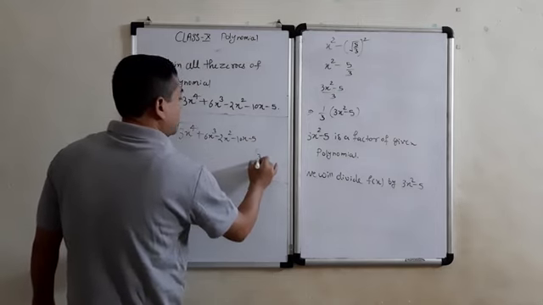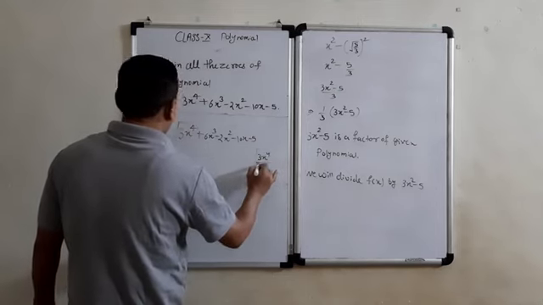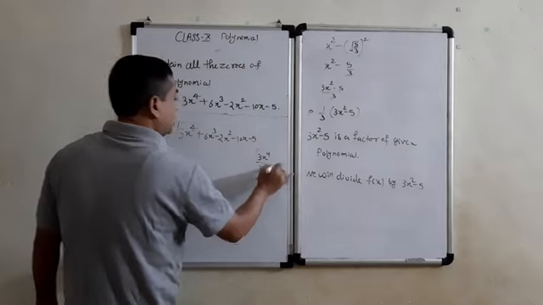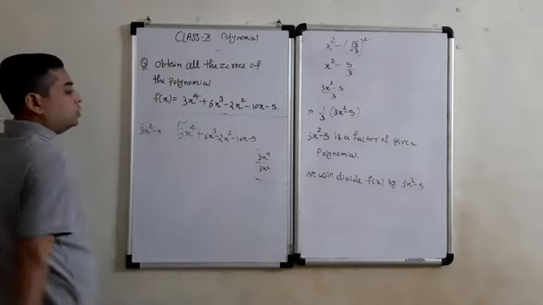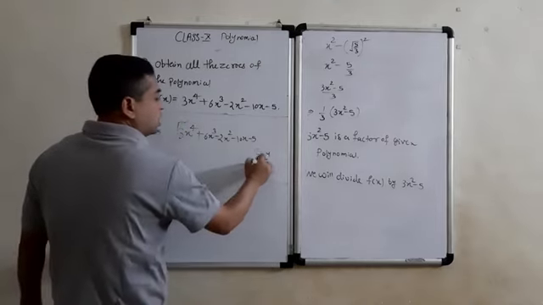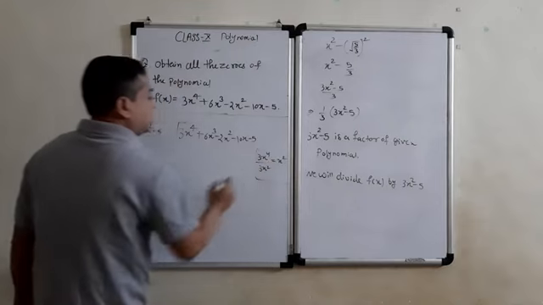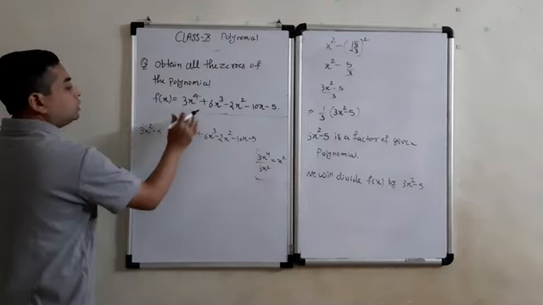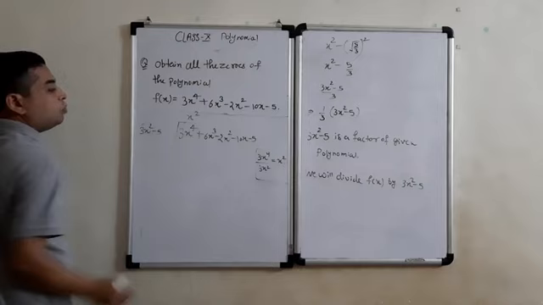That will be 3x raised to the power 4. We will divide with 3x square. First term with the first term. So 3 and 3 will be cancelled out and it will come x square. It means what will be the first term of the quotient? The first term of the quotient will be x square.